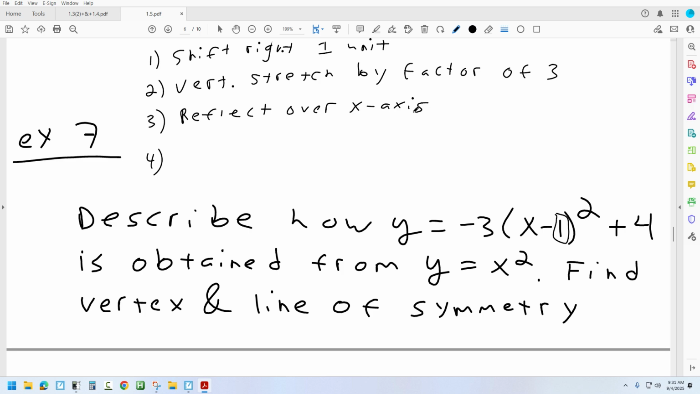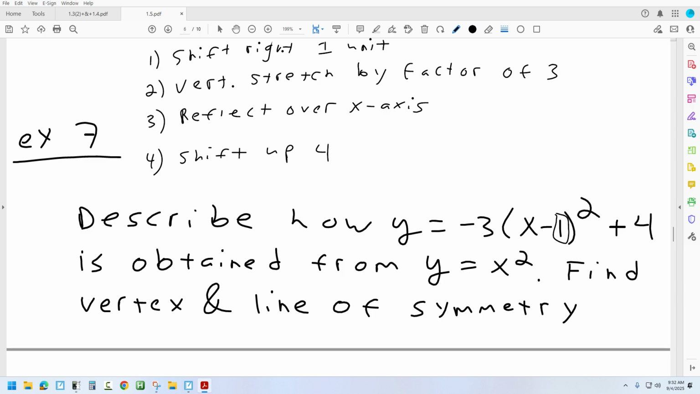And the last thing we're going to do is the +4. And what's that going to do to my graph? Nick? A vertical shift of 4 up. Yep, so it's going to shift up 4 units. Perfect. So that graph had all the different transformations in it that we talked about.